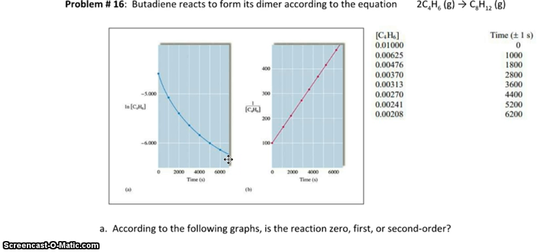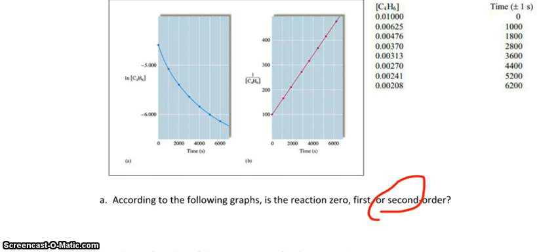So what about the second order? Well, they gave you 1 over the concentration, which is consistent with second order. And is this graph linear? Yes, it is. So this indeed becomes a second order equation. So let me just circle that. This is second order. All right, so let's see what they ask for next.